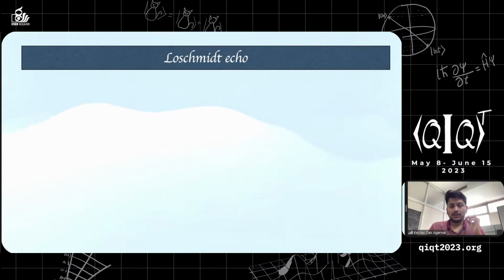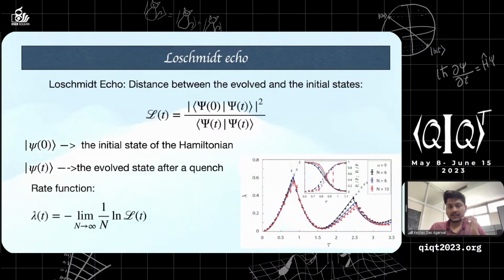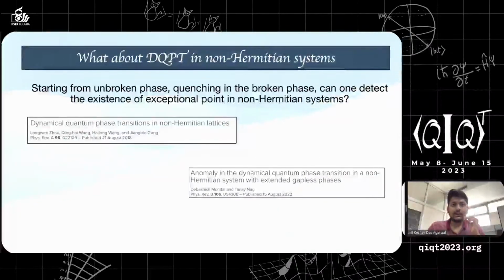Marcus Hale has shown that this rate function shows non-analyticity if the critical point is crossed while changing the magnetic field, whereas it's smooth if it is in the same phase, where no critical line is crossed. So he showed that in Hermitian cases, one can detect if the critical line is crossed or not during the quench. So what about DQPT in non-Hermitian systems?